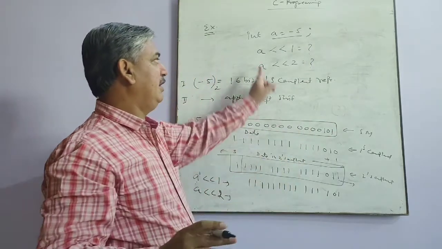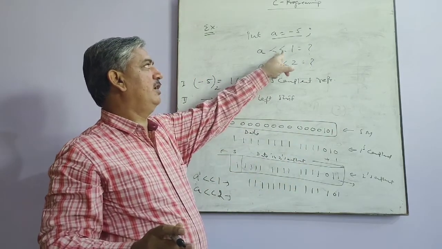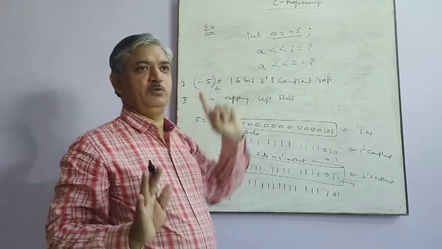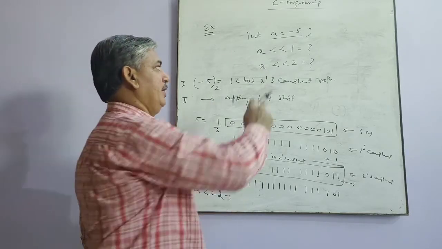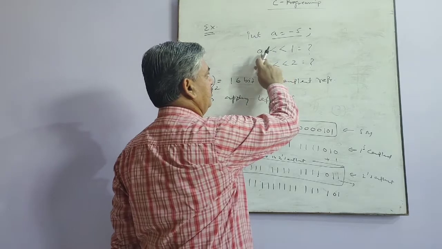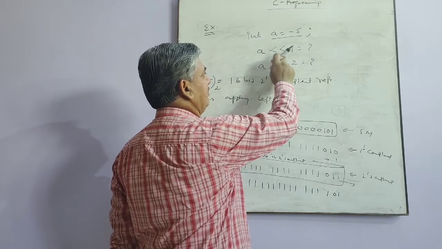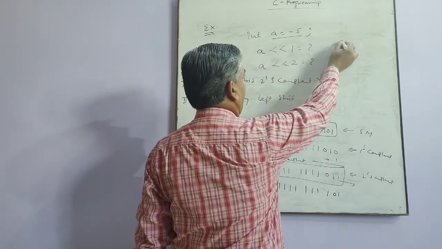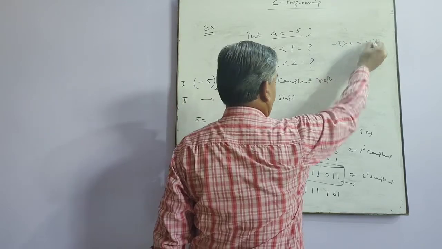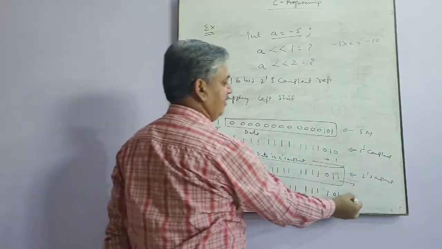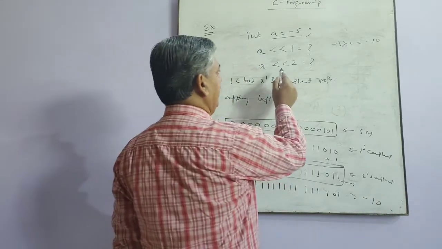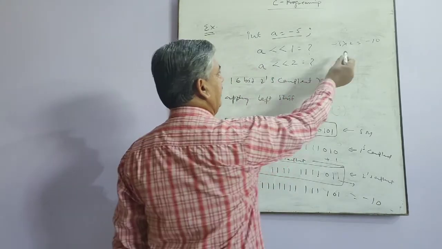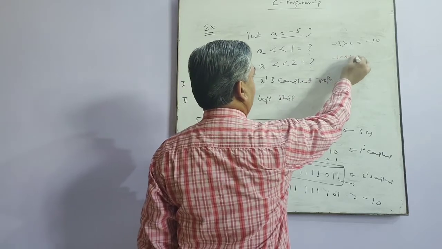Generally, the left shift operation multiplies the operand by 2. It means when we directly want to find this, a left shift 1, what will we get? 5 into 2, this is minus 10. When we get the answer of this one, it is minus 10. Similarly, here again minus 10 into 2, we will get minus 20.